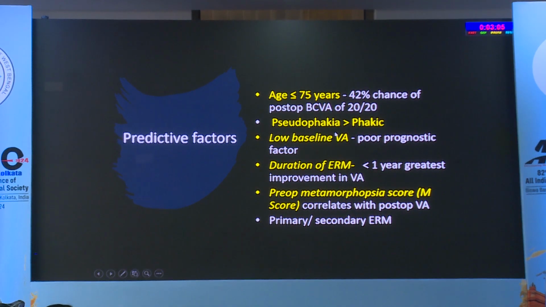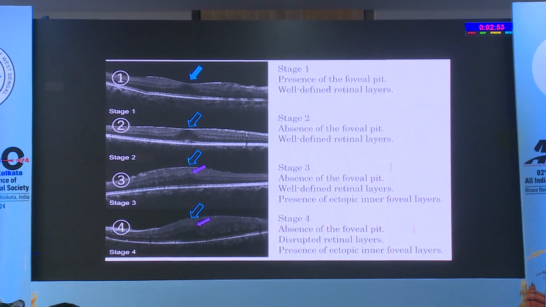Coming on to the ERM, consider the age of the patient. The younger the patient, the better. Pseudophakic patients do better than phakic patients. Low baseline visual acuity is a poor prognostic factor. With less than 1 year of duration, they tend to do well. The metamorphopsia score definitely tends to correlate with the visual acuity.